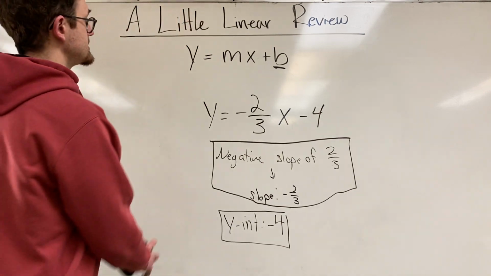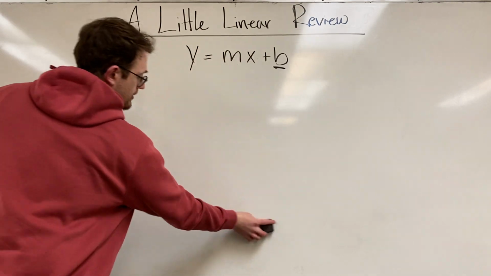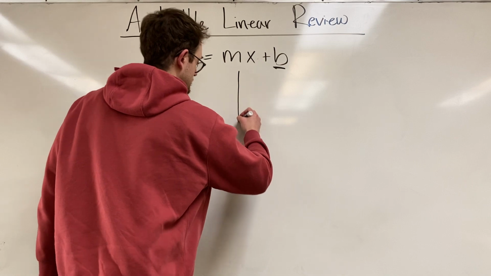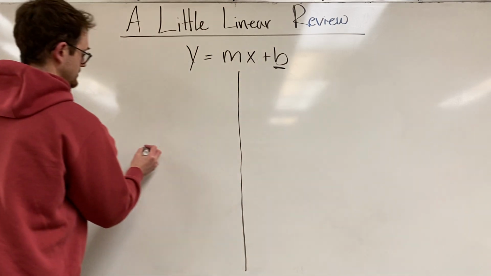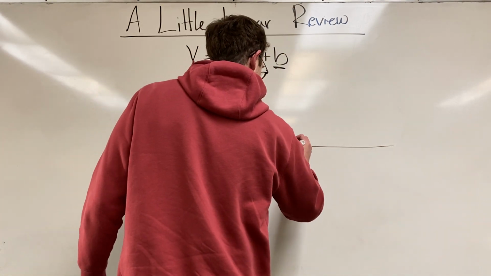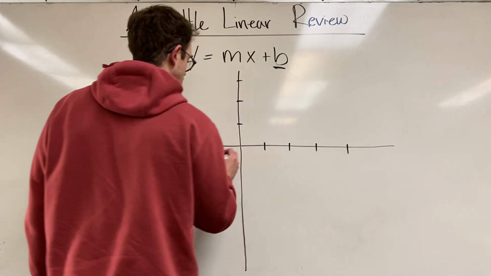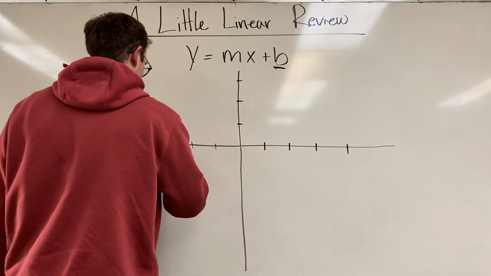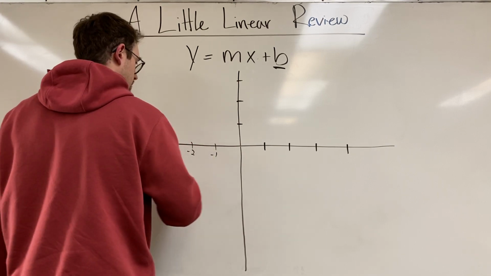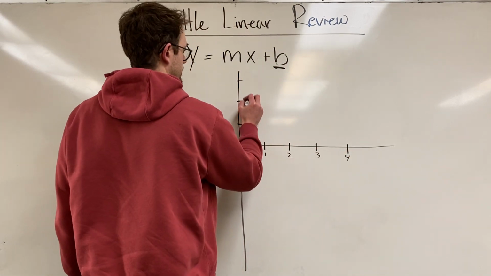All right, let's work into graphs now. And how this applies to graphs. All right, let's try to evenly space these. Get some numbers, -1, -2, -3, -4, 1, 2, 3, 4.